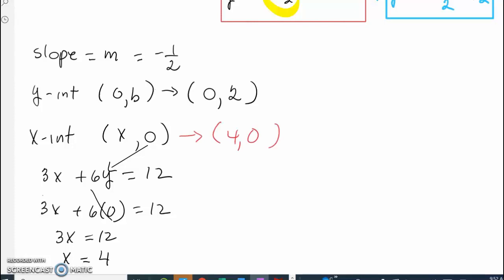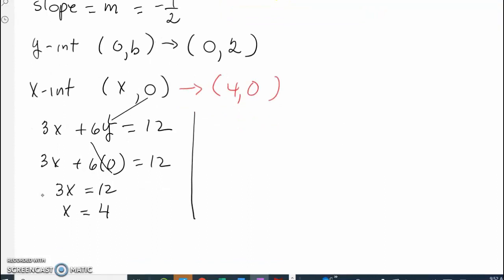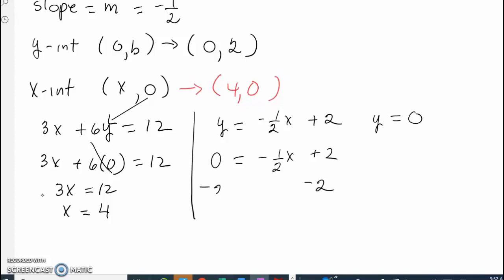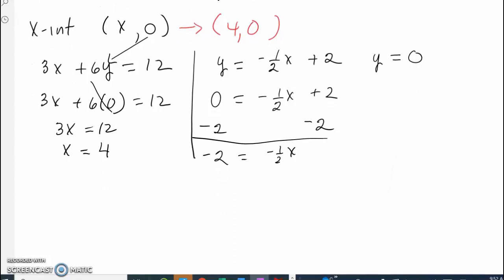All right, I promised to show you another way to do it, and I think it's a little more difficult, but using the other form, y equals negative 1/2 x plus 2, we can still find the x-intercept by plugging in y equals 0. So if y is 0, I wind up with 0 equals negative 1/2 x plus 2. Subtract 2 from both sides, and you wind up with negative 1/2 x. Now we're dealing with fractions, which makes it a little harder, but it's still doable.